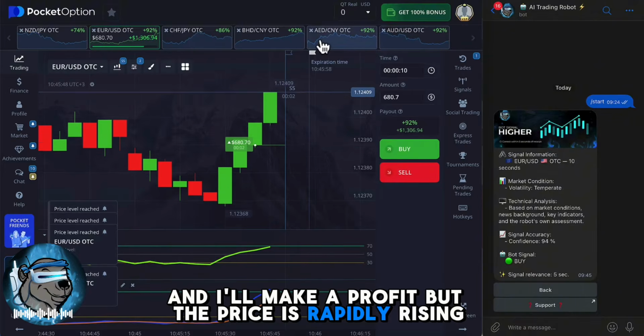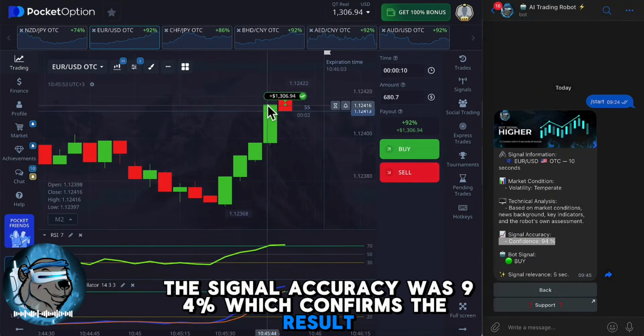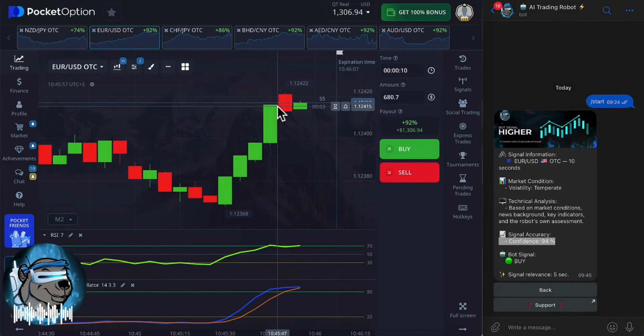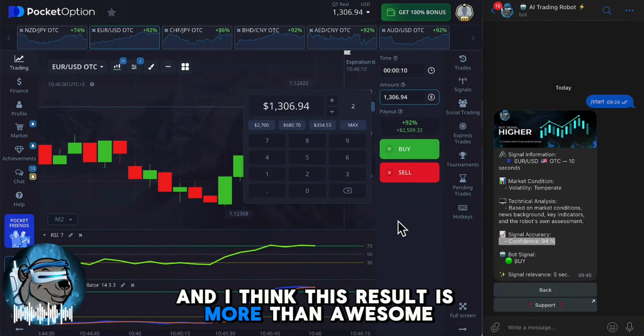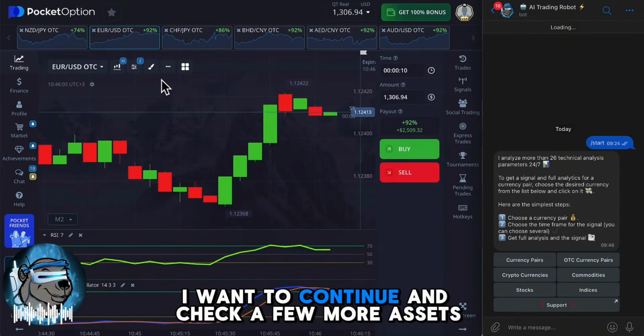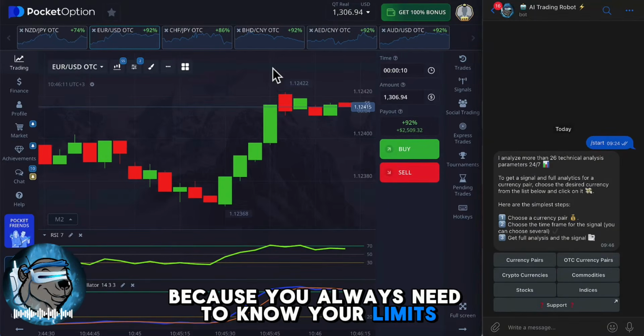But the price is rapidly rising. The signal accuracy was 94%, which confirms the result. As a result, I've already earned $1,306. And I think this result is more than awesome. So I don't want to stop here. I want to continue and check a few more assets and then probably finish trading, because you always need to know your limits.